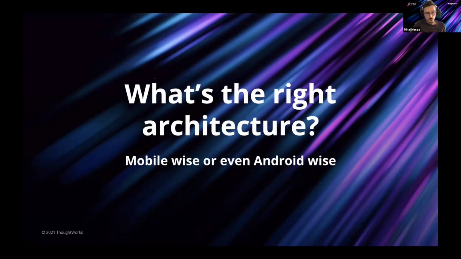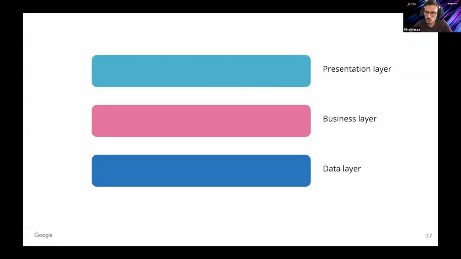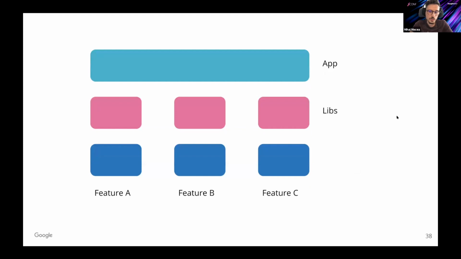Therefore, let's ask a different question. What would be a minimal architecture for apps? In order to answer this, let me go a bit through modularization. So you could have the classical modularization for the clean architecture with the core on business layer and the nice decoupling for the data and the presentation layer. Or you could go even vertically and have every feature on its own.